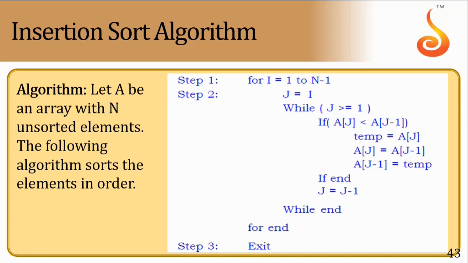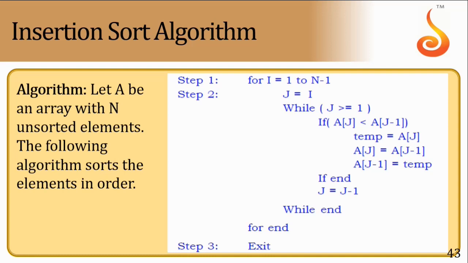example. So let A be the array. A is the array with n elements. So the number of elements is n and A is an unsorted list, that is, the elements of array A are not arranged in any order. So this sorts the elements in order. Here we are sorting it in ascending order.